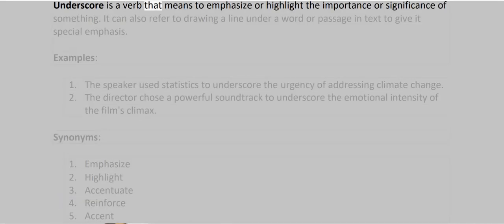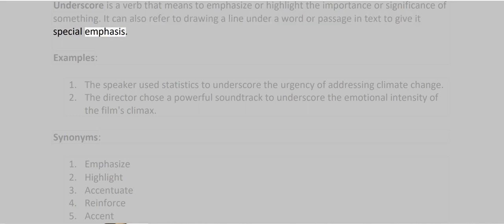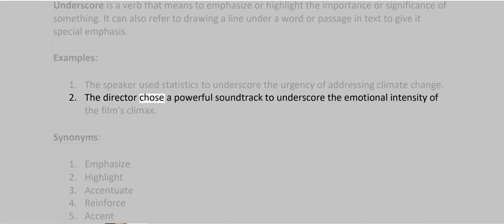Underscore. Underscore is a verb that means to emphasize or highlight the importance or significance of something. It can also refer to drawing a line under a word or passage in text to give it special emphasis. Examples. 1. The speaker used statistics to underscore the urgency of addressing climate change. 2. The director chose a powerful soundtrack to underscore the emotional intensity of the film's climax.